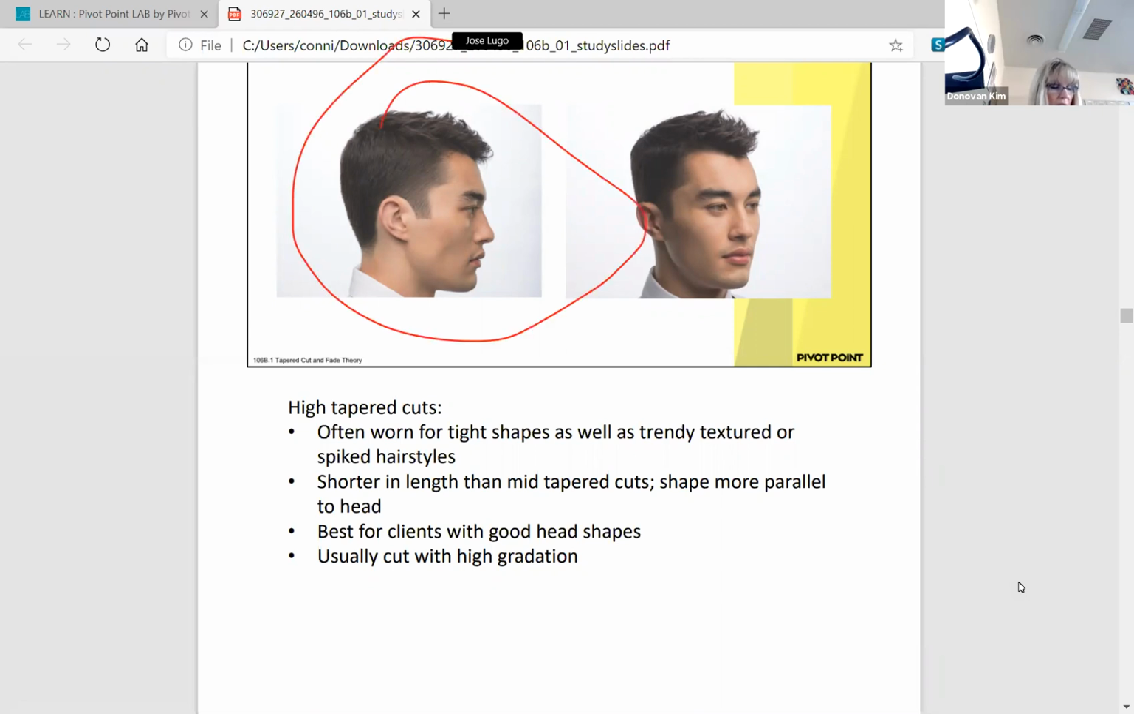Now, the names given to haircuts by barbers and consumers vary depending on locations, trends, and even the client's age.